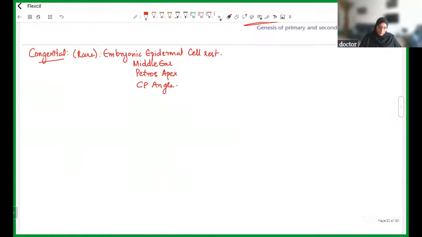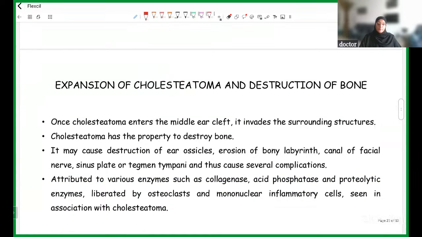These are the classifications of cholesteatoma. Now, how does cholesteatoma expand and how will it destroy a bone? So one is the cholesteatoma enters into the middle ear cleft. It invades the surrounding structures also. It's like a cancer. First, it will follow the path of least resistance, the wider part, and then by the enzymatic bone destruction.